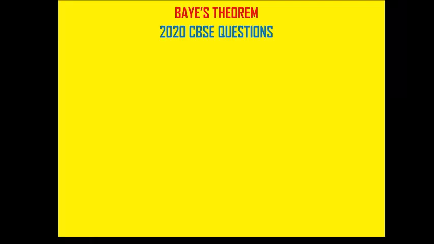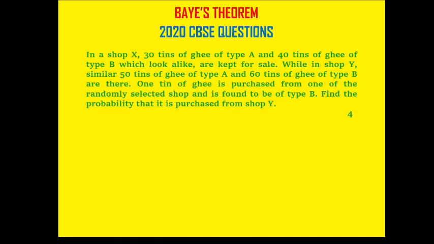So we take the question of Bayes' theorem from 2022. And the first question goes like this: in a shop X, 30 tins of ghee of type A and 40 tins of ghee of type B, which look alike, are kept in a cell, while in shop Y, similar 50 tins of type A and 60 of type B are kept. One tin of ghee is purchased from one of the randomly selected shops and found to be of type B. Find the probability that it is purchased from shop Y.